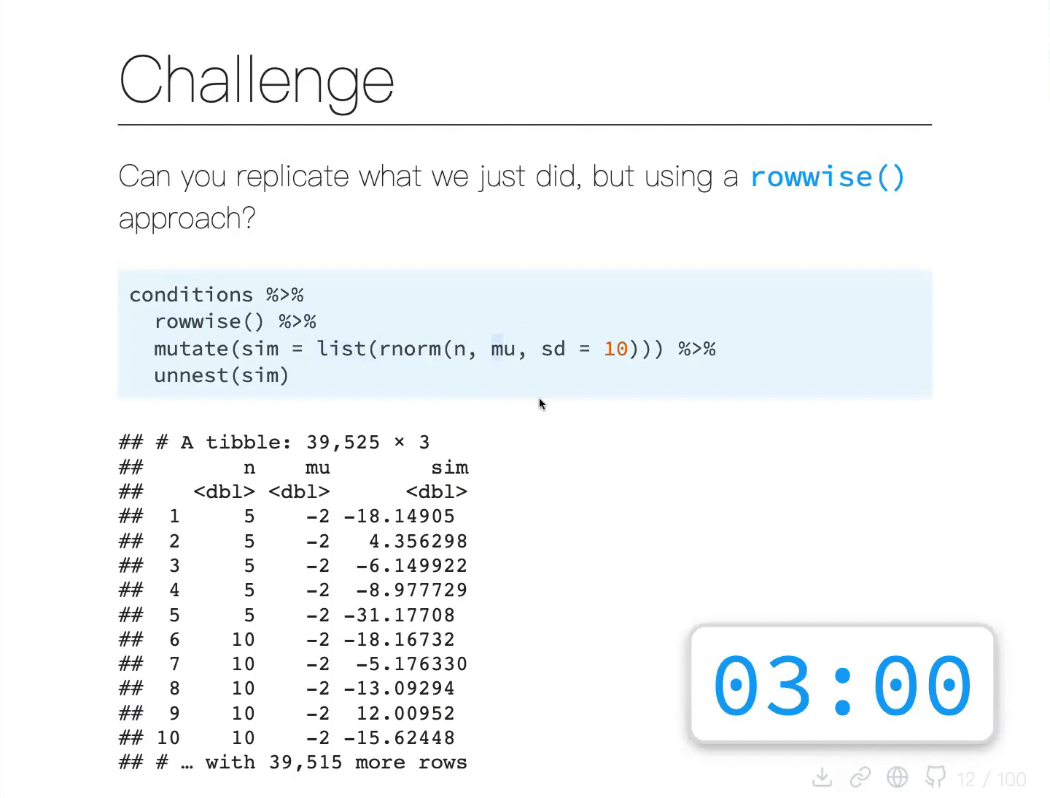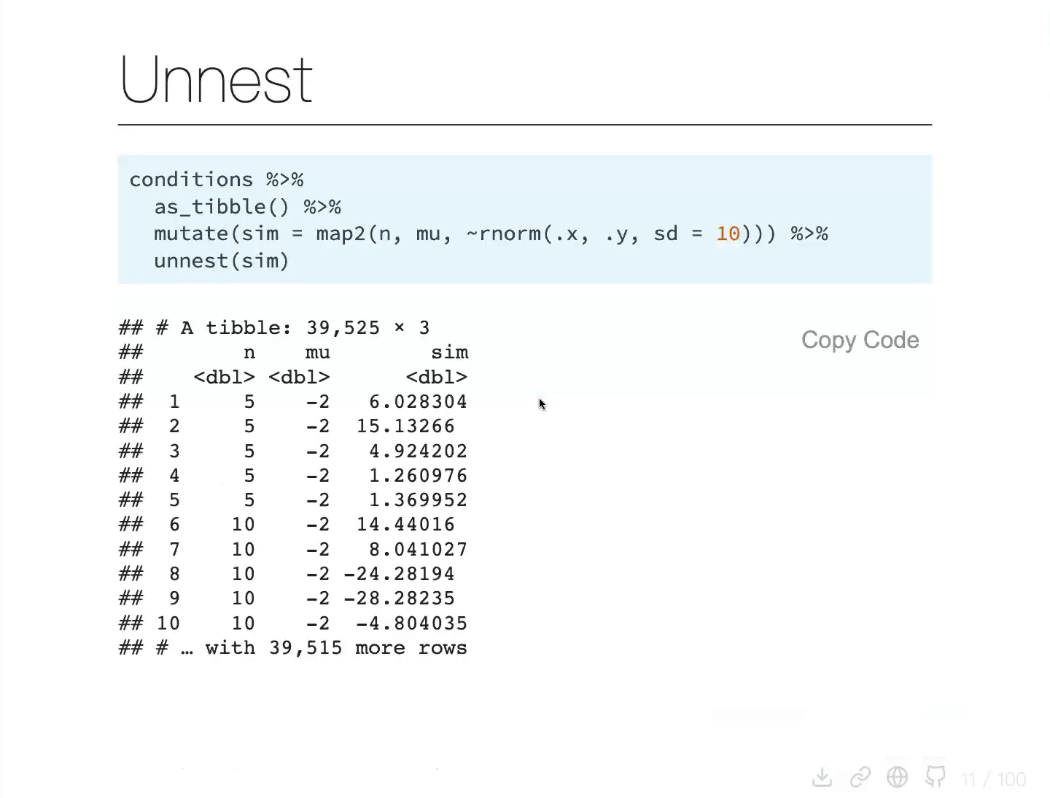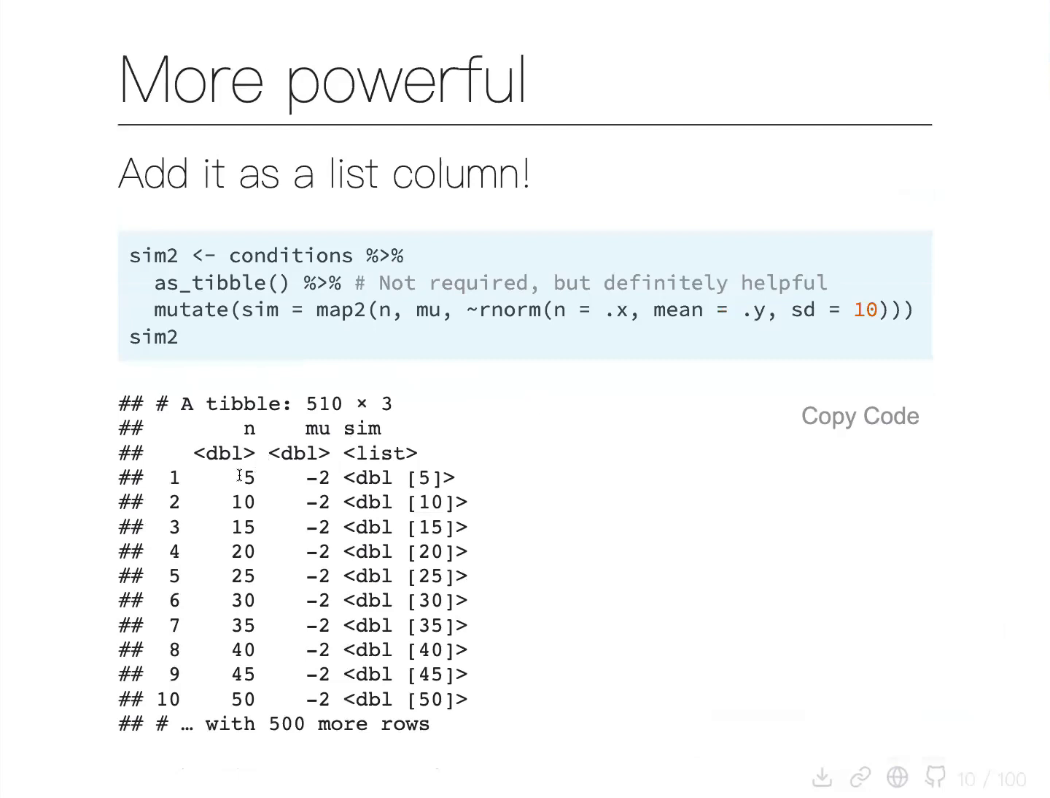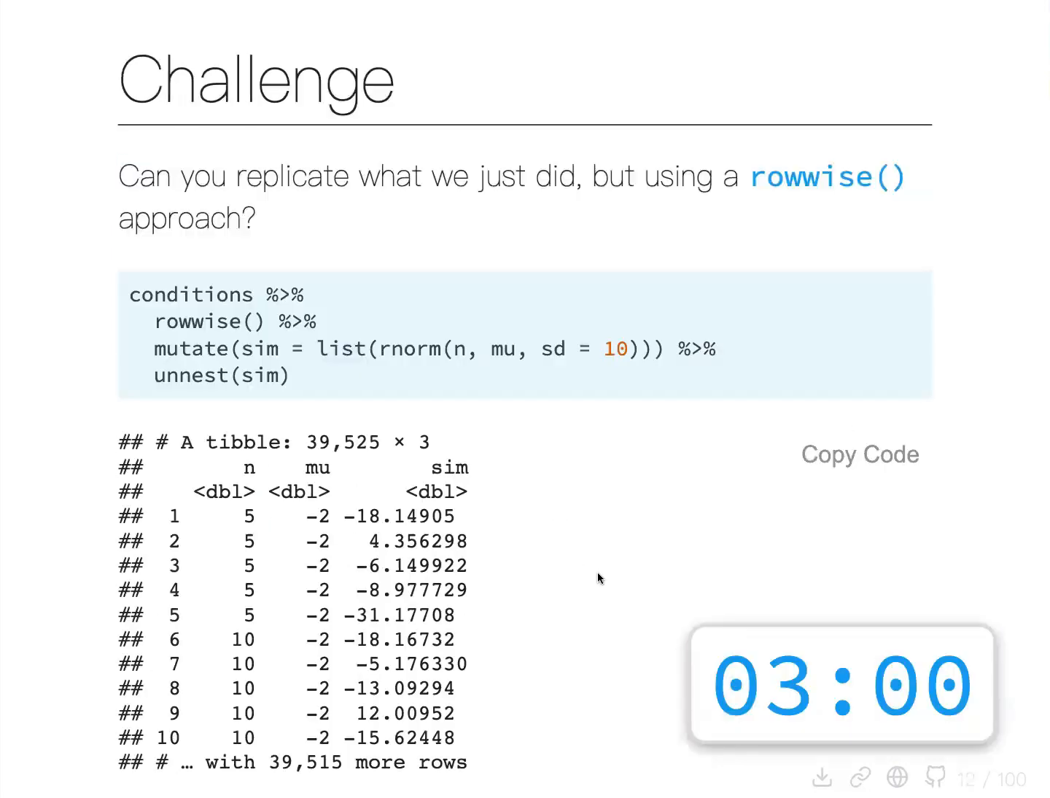Why is it like this? Because I'm going through, when I come back here, right? I'm going through this as each row, right? So this is the first iteration, this is the second iteration, this is the third iteration, etc. Okay, so that's all we have to do is just n and mu, and then standard deviation is equal to 10, and then we would unnest sim. Okay, questions on that?